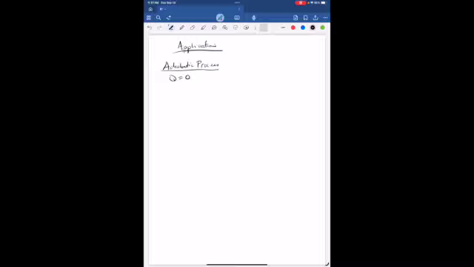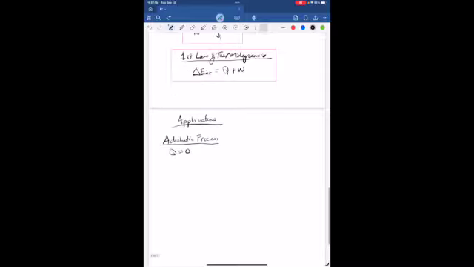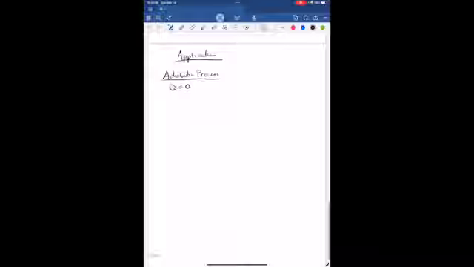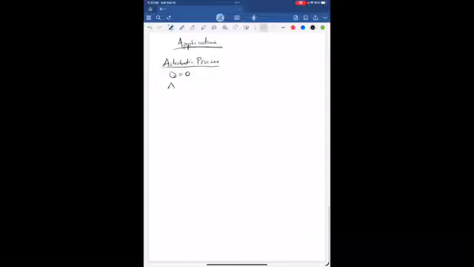Now, from the first law of thermodynamics, as we saw up here, the change in internal energy for an adiabatic process is just equal to the work done on the process. So those are the things that we learned about. Let me skip ahead for a second and fill in some other details of adiabatic processes.